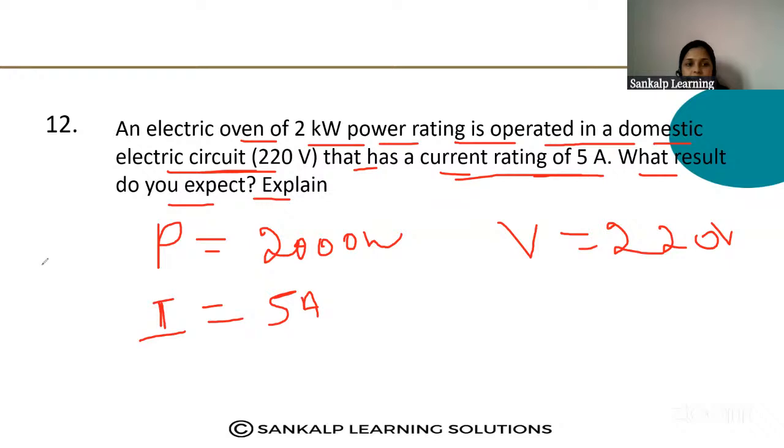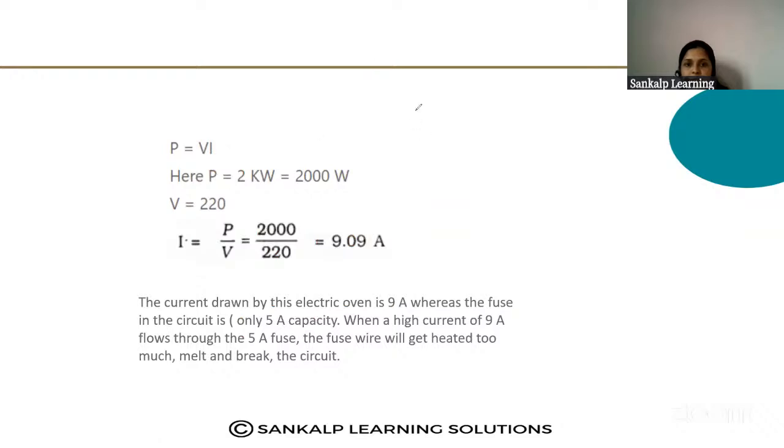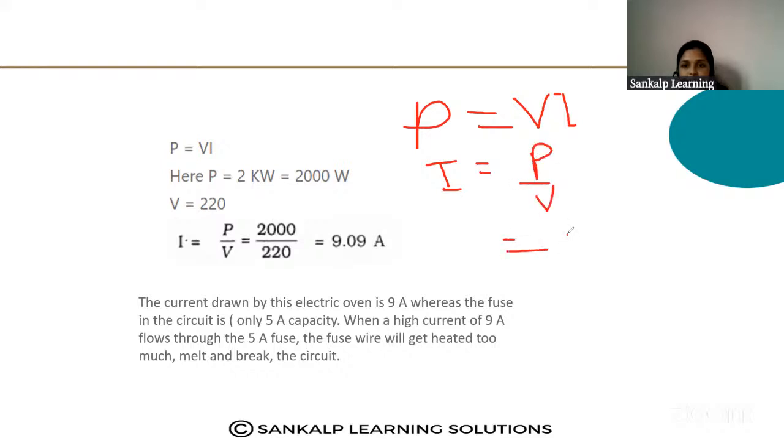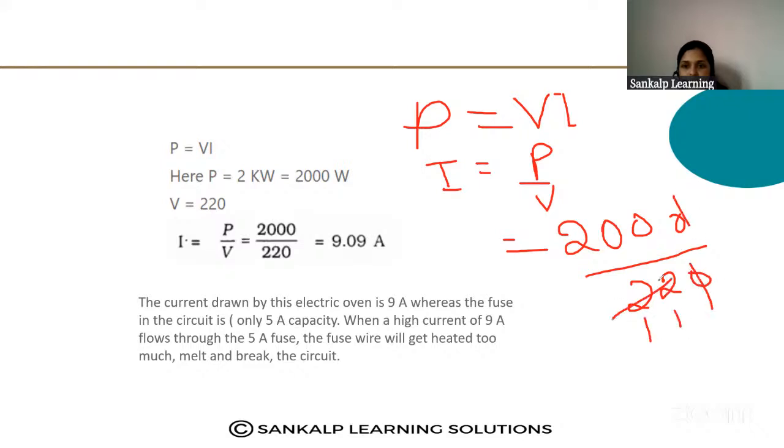Here you have to apply the formula P is equal to V into I. So the current I is equal to P by V, that is 2000 divided by 220. Cancelling, we get 9.09. So the current drawn by this electric oven is about 9 ampere.